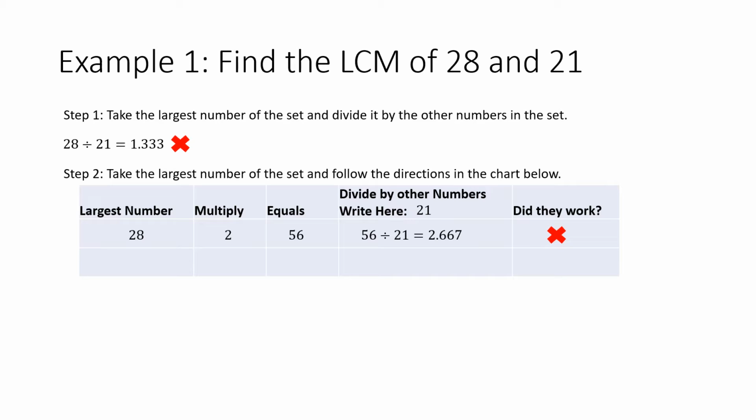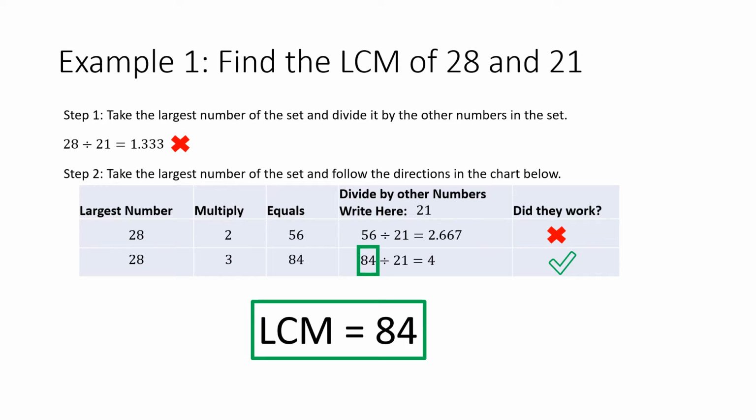I then take my largest number again, 28, and I'm going to multiply by the next number after 2, which is 3. 28 times 3 gives me 84. Then I'm going to take 84 and divide it by the other numbers, which is 21. 84 divided by 21, I don't get a decimal, it equals 4. So that means it works, and that means that 84 is going to be the LCM of 28 and 21.